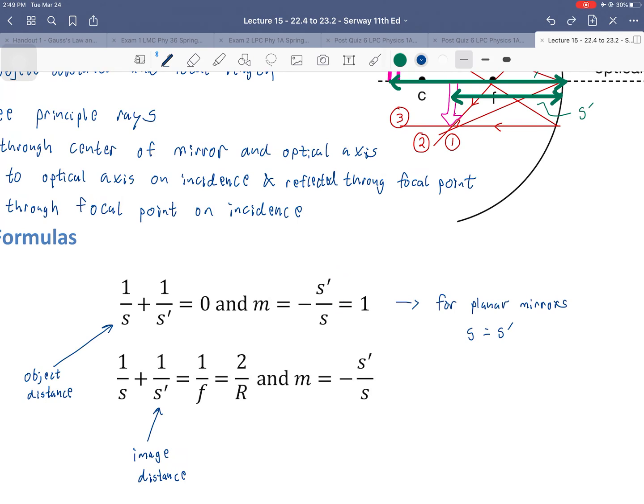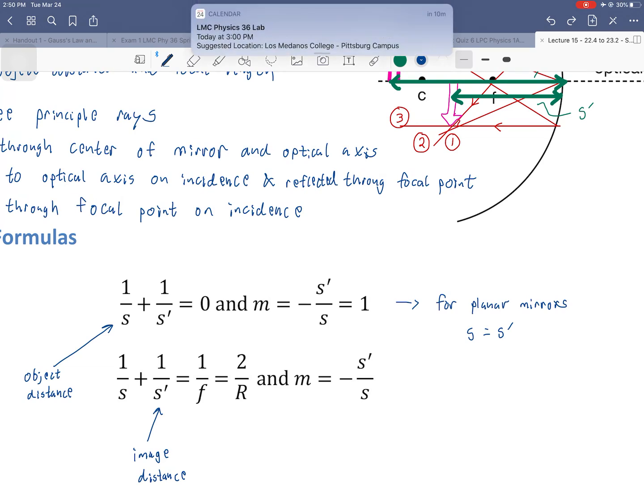Okay, but here, because we have an s prime and an s, we end up with a value of positive 1. Well, why positive 1? Well, because s prime is by definition negative if the image is behind the mirror. Or the best way to say it, and this will be universal, and we'll be able to apply the same logic to lenses, is s prime, the distance of the image, is negative if it's on the opposite side as the object. Okay? So that means it's positive if it's on the same side as s.